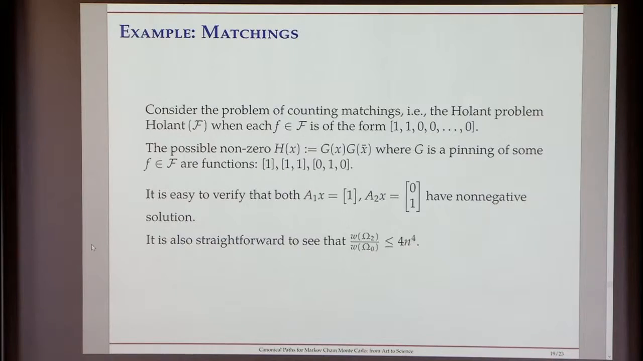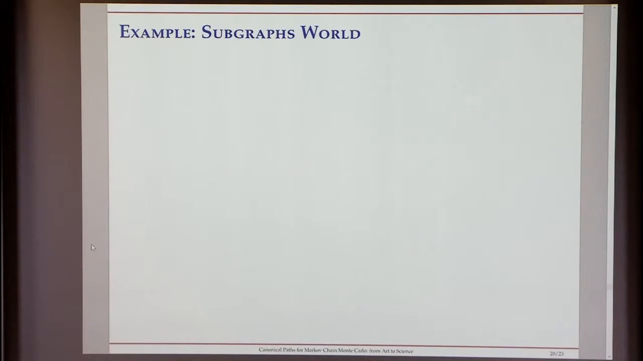And for the second condition, remember in the corollary of Macqueen's theorem, we need another condition, that is the ratio between the weight of omega 2 and omega 0 is bounded by a polynomial, and this is also very simple for the example of matchings. So given the solutions of these two equations, we can conclude that there is an FPRAS for counting matchings.